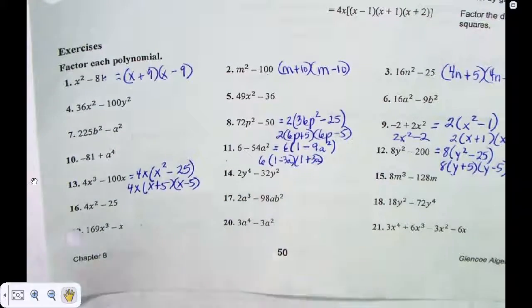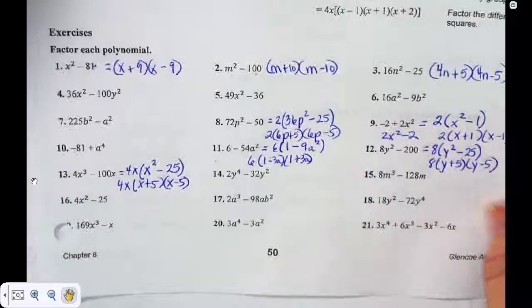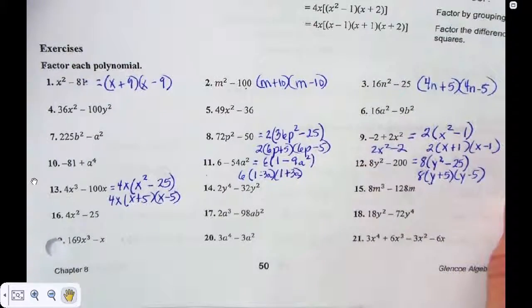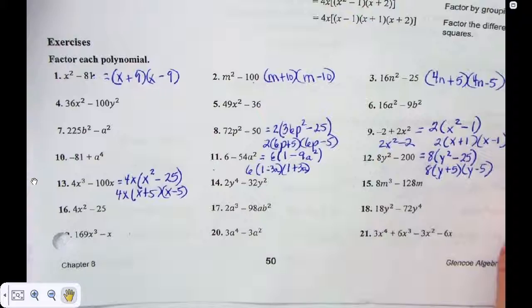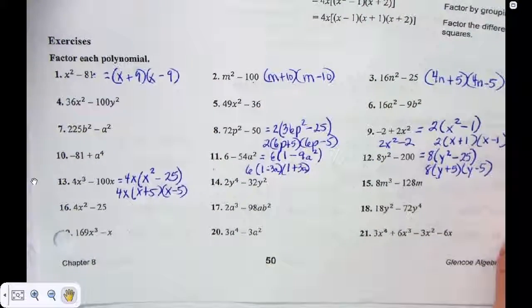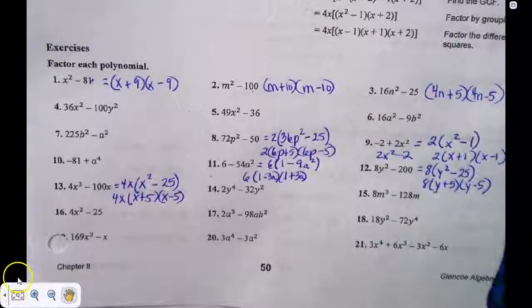Okay, let's try to do the rest of the page by ourselves. If we can. If you need help, you know what to do.